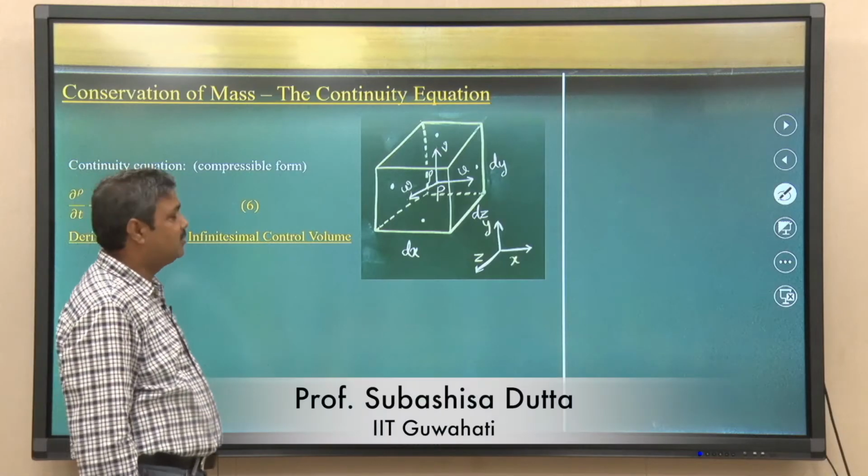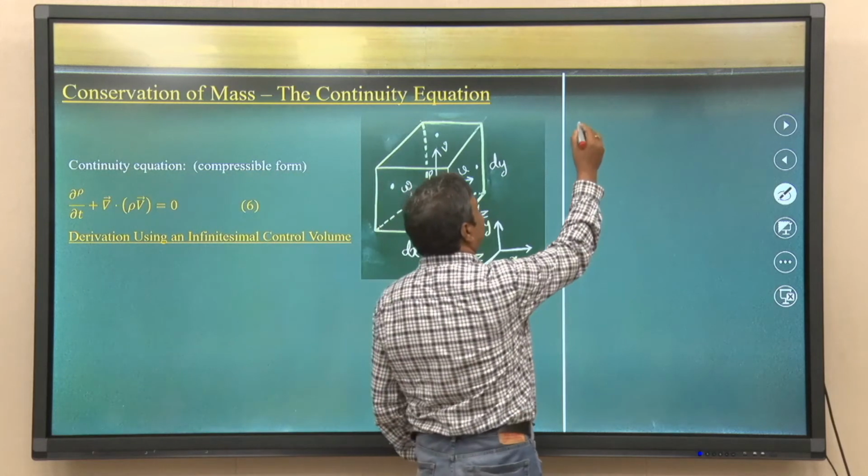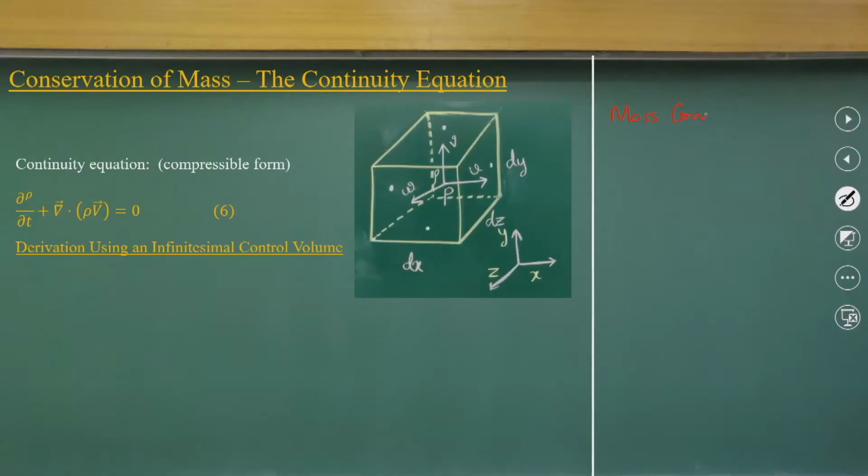Let us start on the continuity equations, the basically mass conservation equations, for infinitely small control volumes. As we discuss it, that means the control volumes we consider have dimensions dx, dy, dz that are very close to 0.